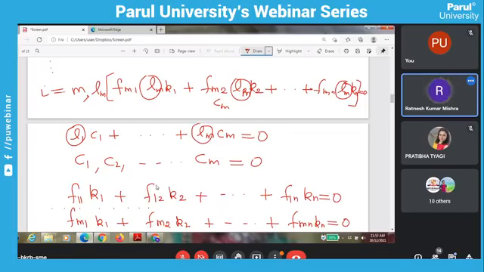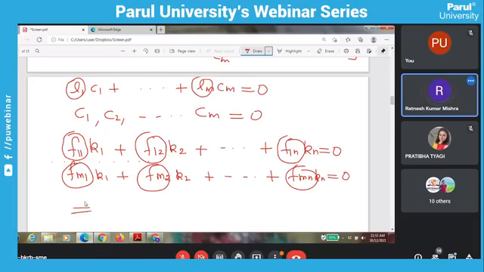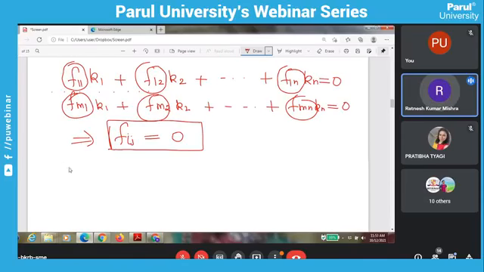Now in the second step, K is a finite extension of F and K1, K2, up to Kn are the basis. So therefore, all the Fij are 0: F11 is 0, F12 is 0, F1n is 0, Fm1 is 0, Fm2 is 0, Fmn is 0. So therefore, we can say that Fij are zero. So now we conclude that β is linearly independent.